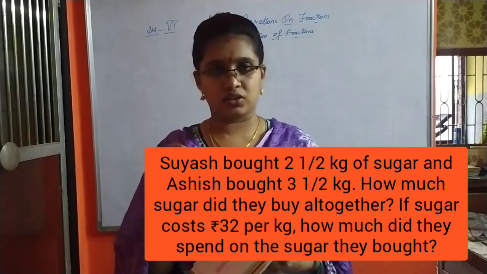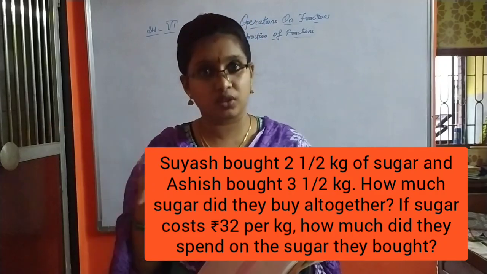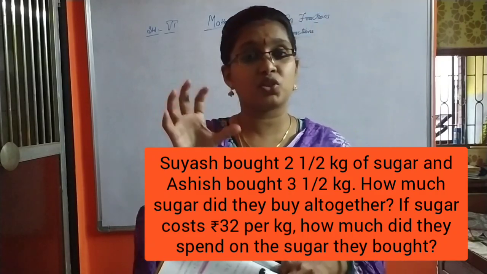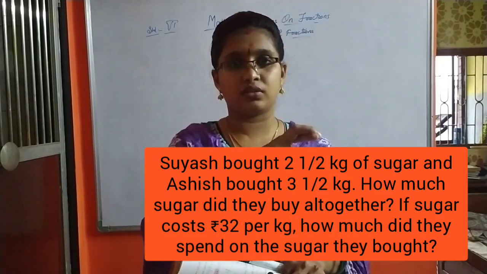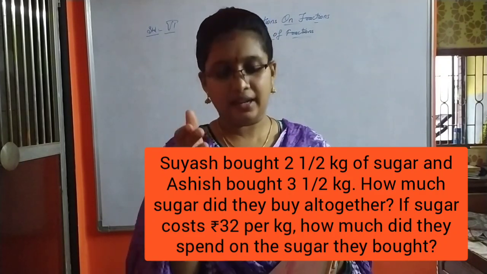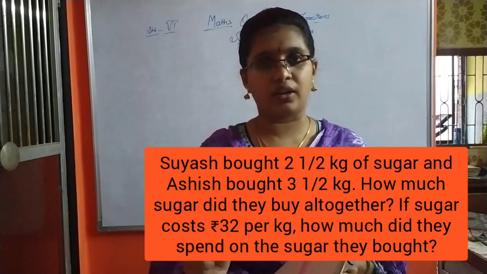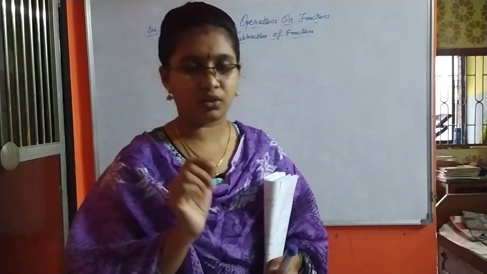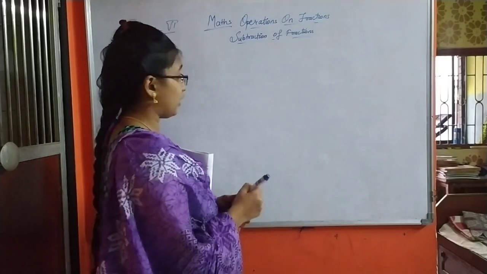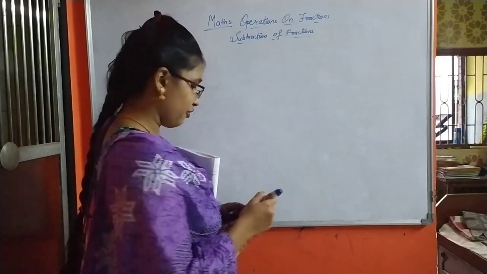Suppose per kilo of sugar costs rupees 32, then what is the actual cost of the total sugar bought by Suyash and Ashish? So first we have to find how many kilos it will be when I add both of them. If one has bought 2.5, I'll add it with 3.5, and whatever the total is, I'll multiply with the per kilogram cost of sugar to get the total cost of sugar. Now I'll move ahead with the statements. In word problems, remember you need to write the statements and then solve addition or subtraction of fractions.